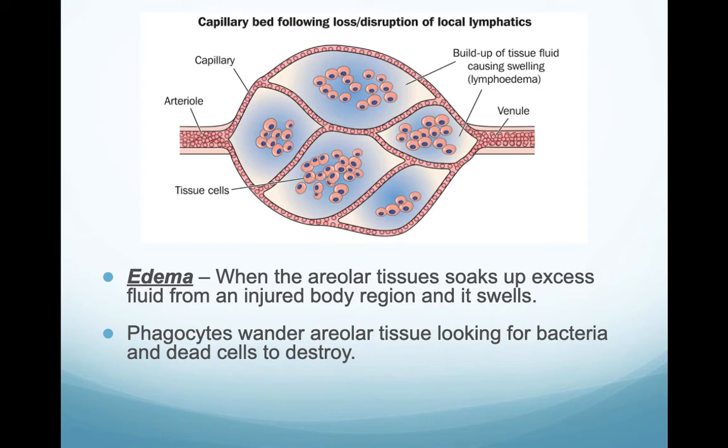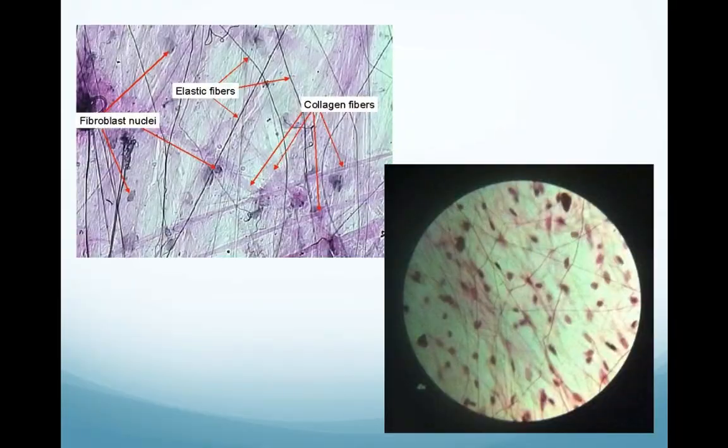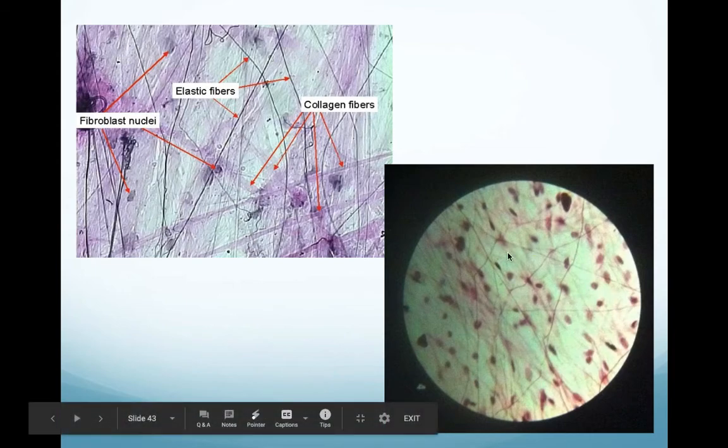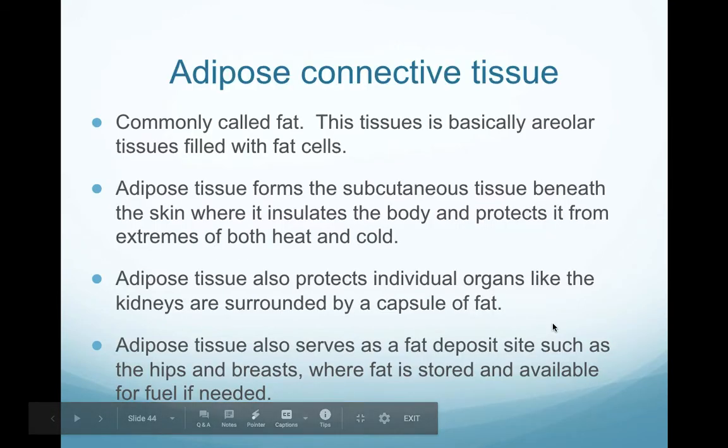Phagocytes also wander through here. Phagocytes eat stuff, basically, so they help destroy any bacteria or dead cells that are hiding out in your tissues. And this is what areolar looks like in the microscope. I kind of describe it as a spider web. You can see there's definitely nuclei in here, but all these proteins surrounding it as well.